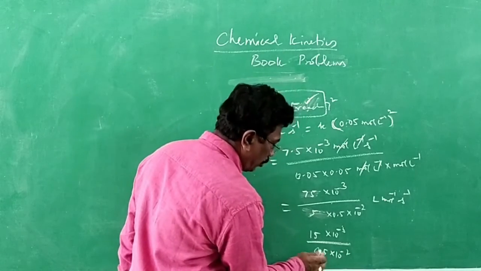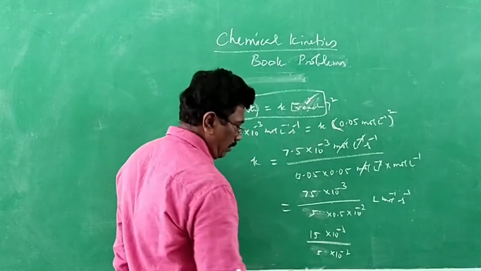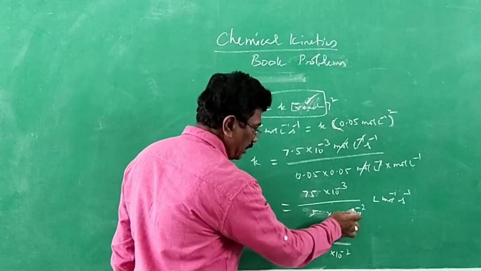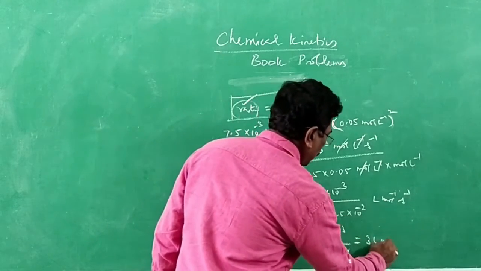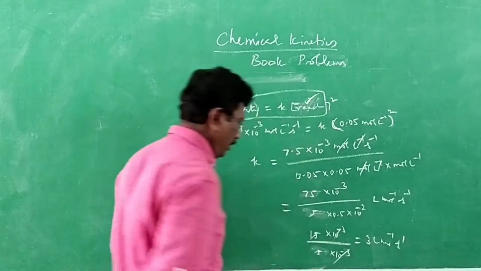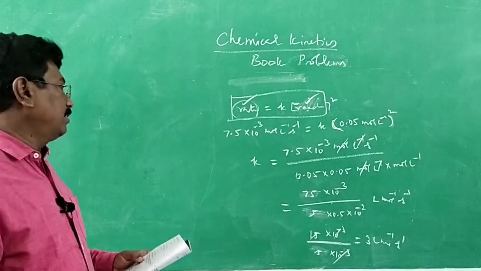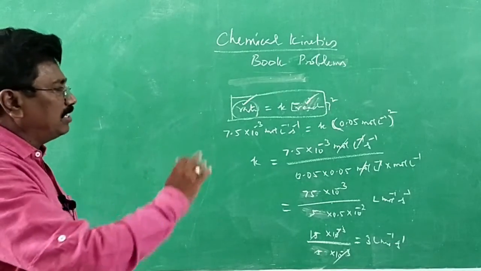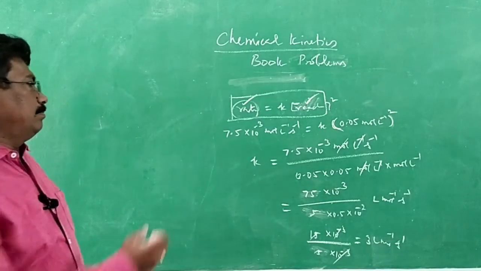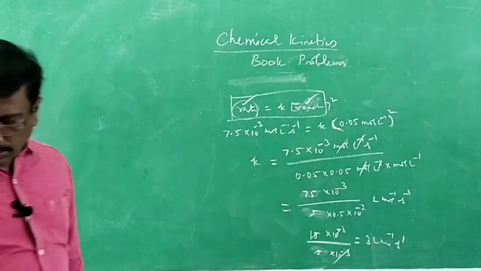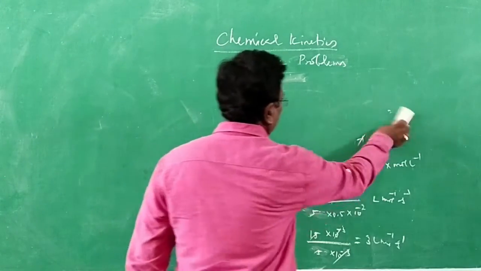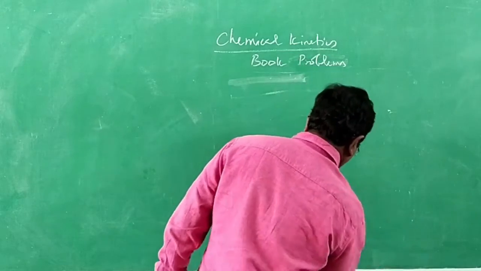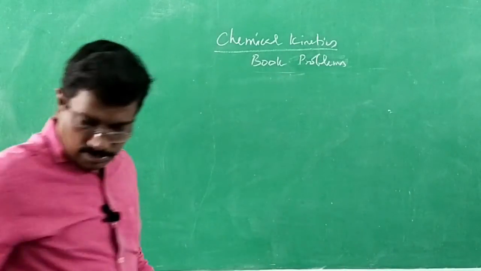Again, it can be converted into 5. I multiply it by 10, so it has to be divided by 10. So the answer will be 3 liter per mole per second, if I am correct. All right. You can try to solve the arithmetic sums yourself. Only the method I am going to discuss hereafter, only then we can cover all the problems within the time duration.